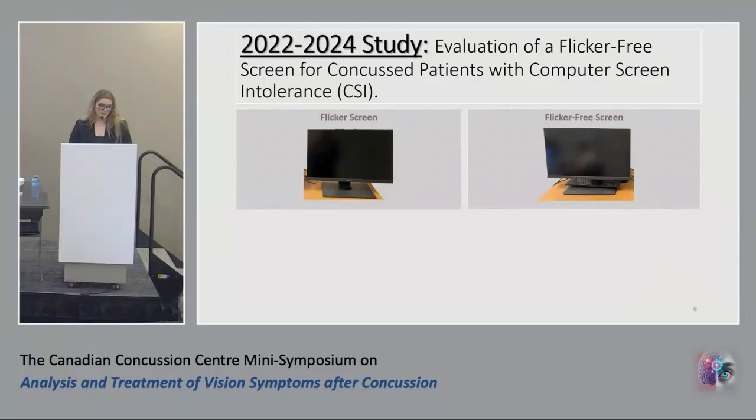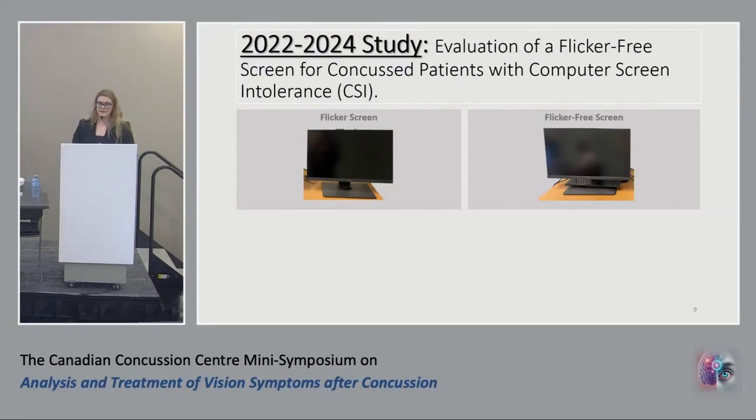This brings me to the study that I completed during my master's, where I evaluated a flicker-free screen for concussion patients with computer screen intolerance. To address the shortcomings of the previous study, we evaluated two new screens that were 27 inches. These screens were identical, so the patients were blinded. They didn't know which screen they were using when they came in for their study visits. And everything about these two screens was the same. They had the exact same settings, the same brightness, the same color. The only difference between these two screens was whether they flickered or not.